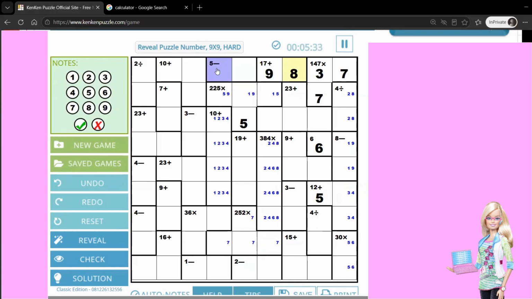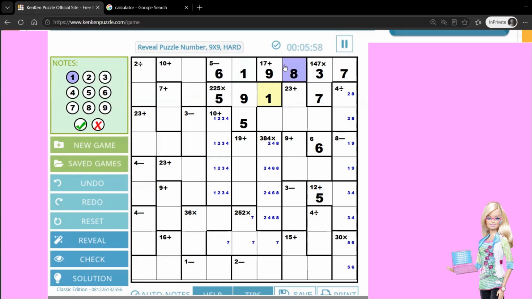Okay, this can't be 9, 4, 8, 3, 2, 7. So this has to be 1 and 6, and since a 1 can't go there, it'll be 6, 1, 9. I don't want to call this easy because I don't want to jinx it. But we are off to a good start.